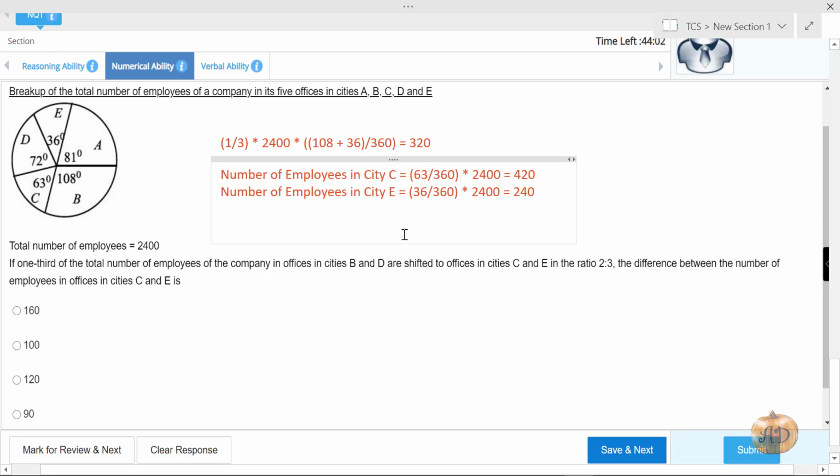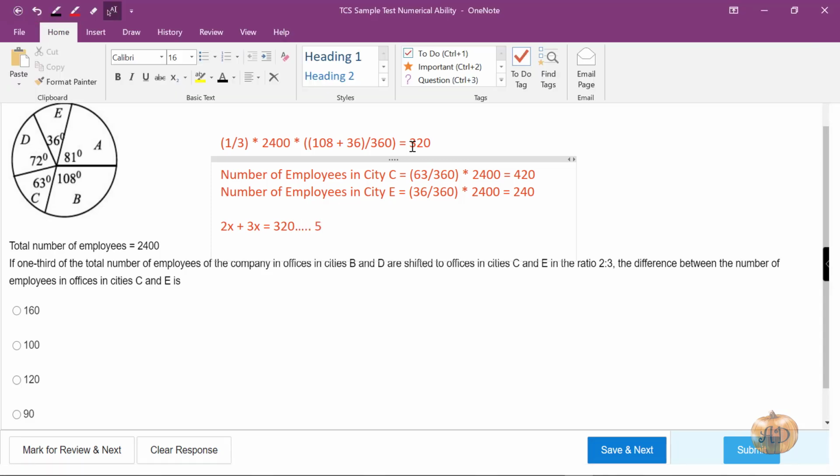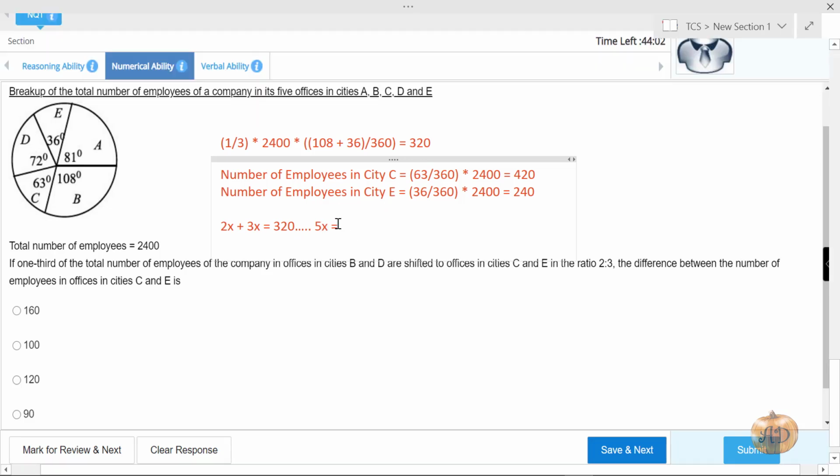Now the question is saying that these 320 employees are shifted to cities C and E in what ratio? In 2:3. So now you have to simply find the ratio. Suppose the value is 2x plus 3x equals 320. So it is 5x equals 320. Therefore x equals 320 divided by 5. When I solved it, I've done something wrong.